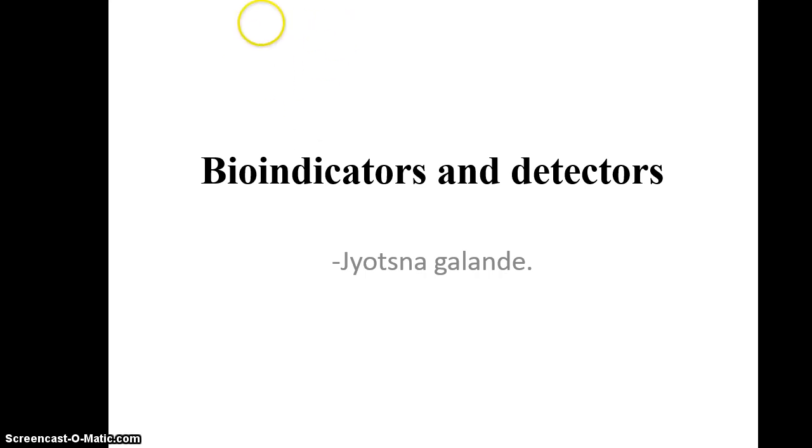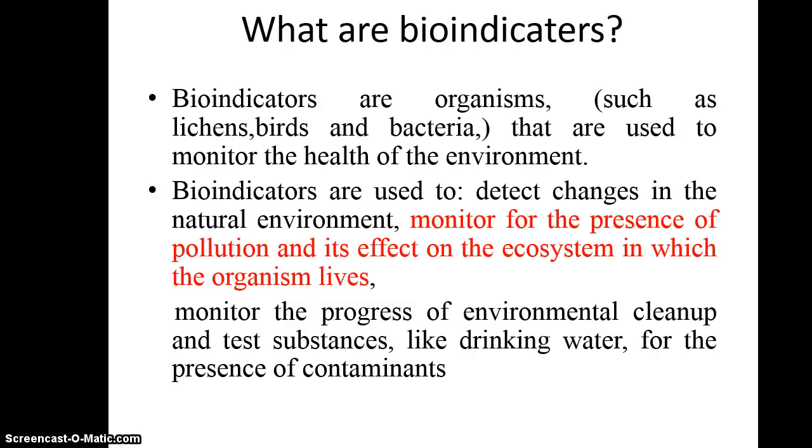So bioindicators, bio means there is use of organisms. What are these organisms used for? Those are used to detect the environment health. You know how the environment is affected by pollution, like air, water and soil. So how will you come to know whether it is polluted or not? There are some organisms which are used to detect the environment health or the pollution.